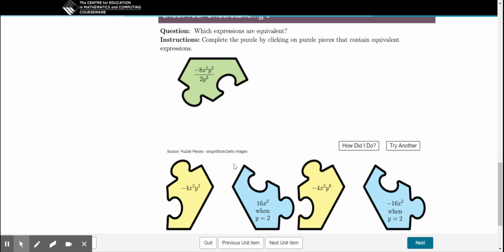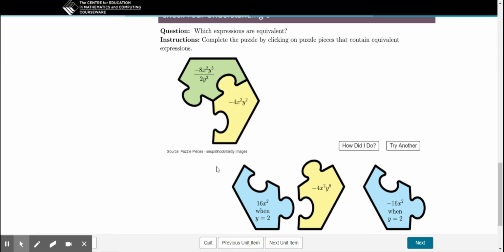So let's see if we have that. We have here negative 4x squared y exponent 8, which would be incorrect because we don't add them, we subtract them. So we think it is this one, and there it is.